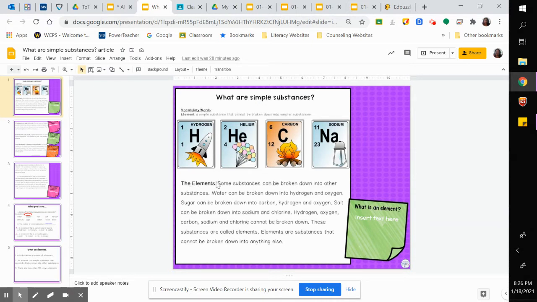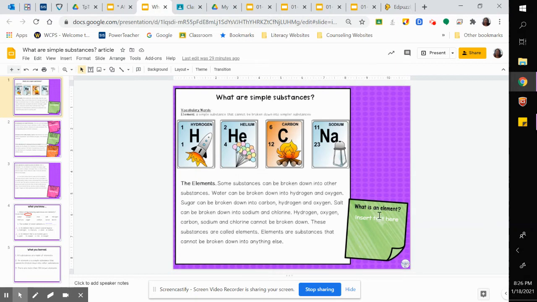So the elements. Some substances can be broken down into other substances. Water can be broken down into hydrogen and oxygen. Sugar can be broken down into carbon, hydrogen, and oxygen. Salt can be broken down into sodium and chlorine. Hydrogen, oxygen, carbon, sodium, and chlorine cannot be broken down. These substances are called elements. Elements are substances that cannot be broken down into anything else. Right? They're as simple as they're going to be. You can't break them down.